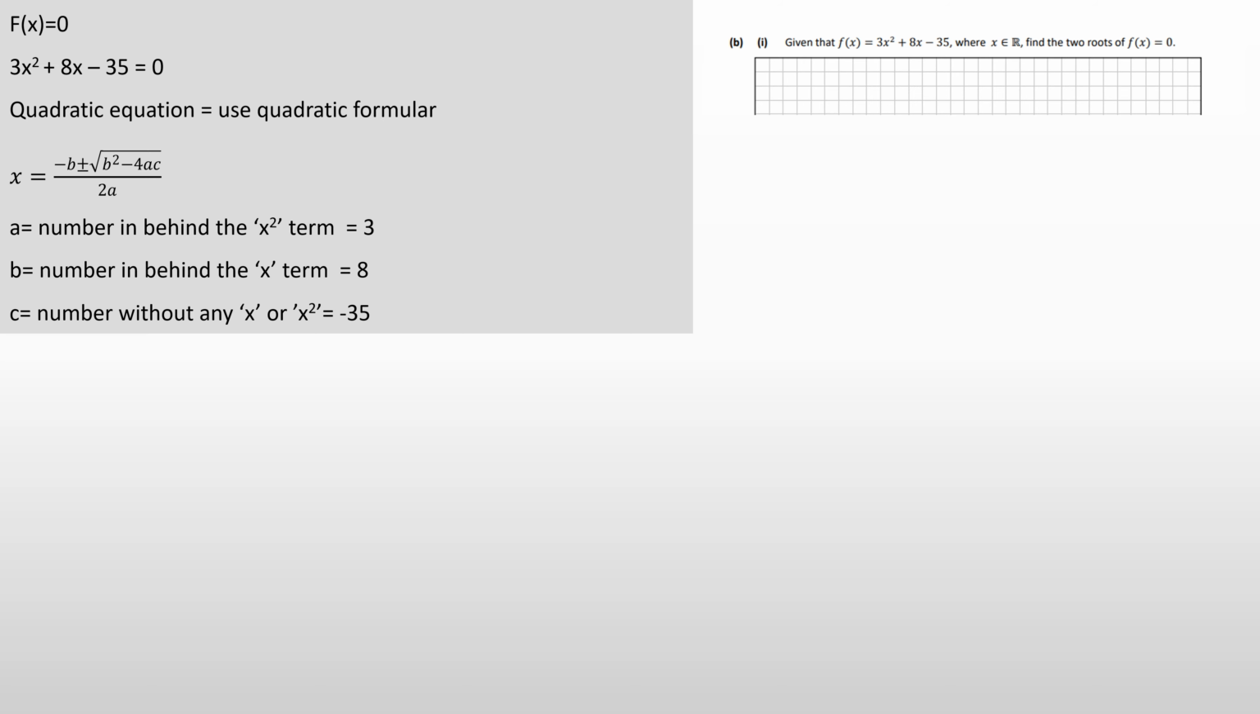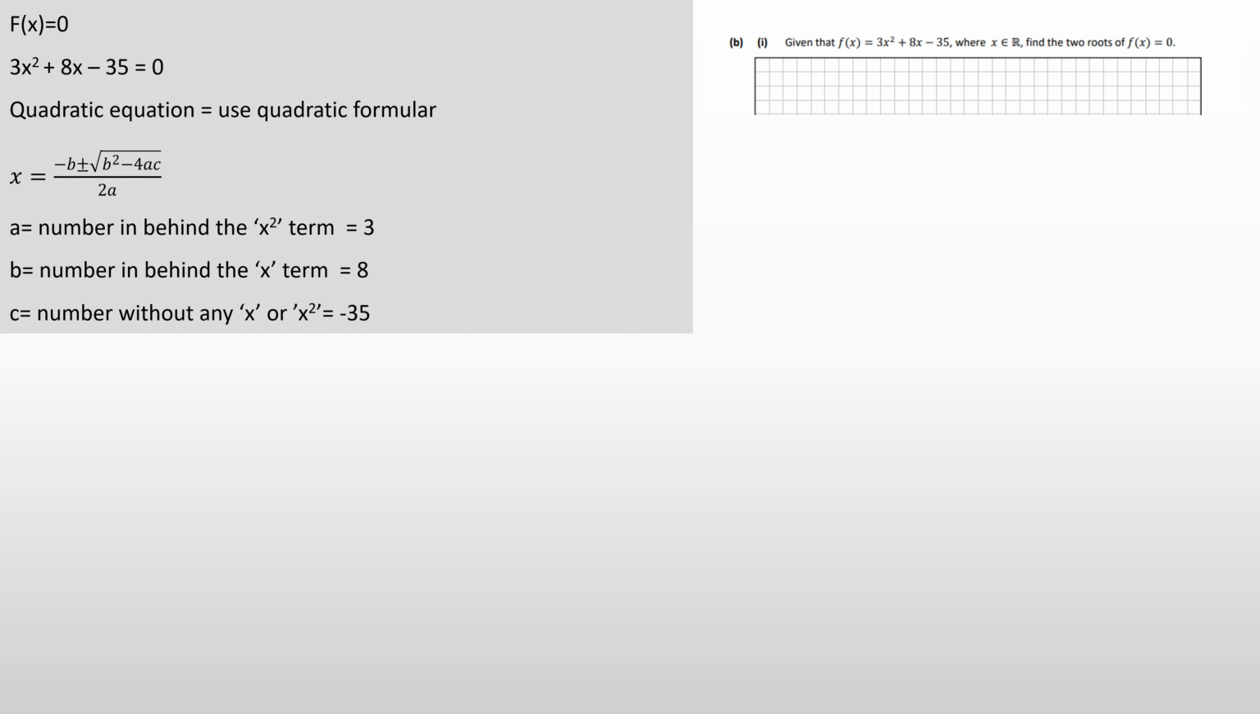So what is a, b, and c? Some people get confused. They just read them in order, which usually they are in order. Like for example, in this case, a is 3, b is 8, c is minus 35. But they're not always in order, so you have to be careful. So you have to know that a is the number behind the x squared term. So it doesn't matter whether the x squared term comes first. So a is always the number behind the x squared term.